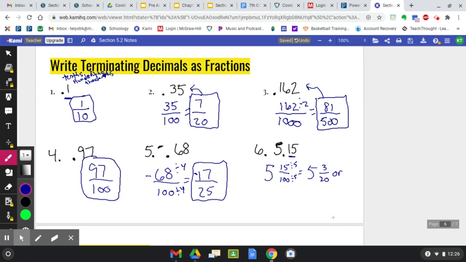Or if I wanted to go as an improper fraction, I can say that 5 times 20 is 100 plus 3 would be 103 over 20. And so either form would be okay, unless it's multiple choice. Obviously, then you have to pick the form that it's in, or if it specifically says how to leave your answer. Either way, if it doesn't say, is fine.